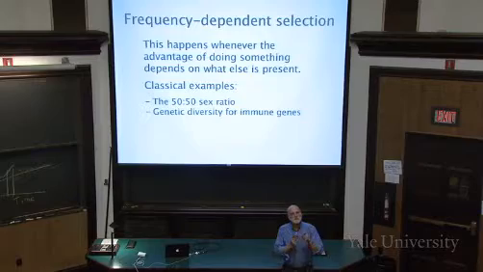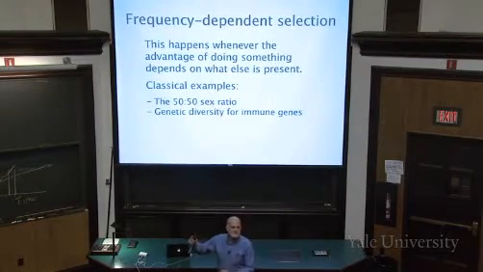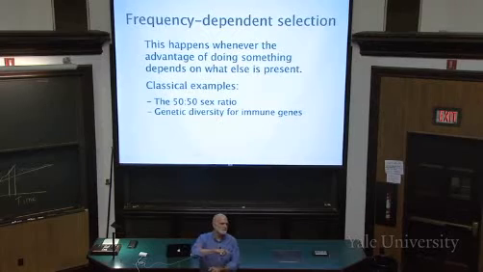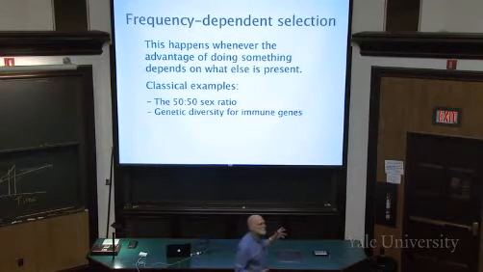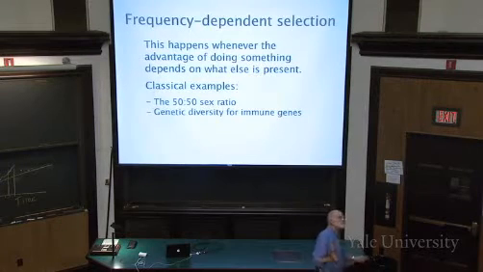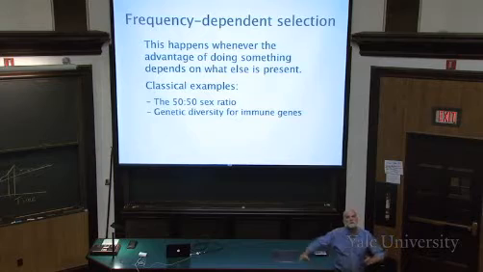That means that there's selection operating on the disease to come up with a variant that can overcome that resistance. And when that variant comes up, it will spread until it is common, and it creates selection to cause the same thing going on in the host population, and back and forth it goes.